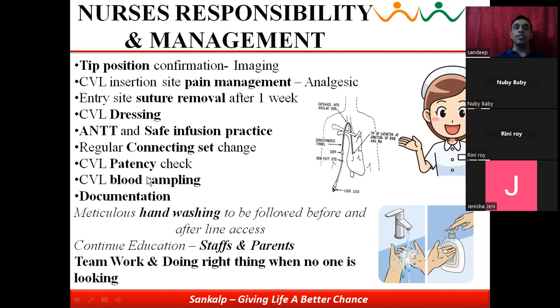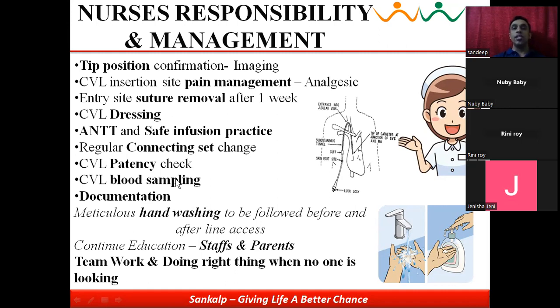And CVL patency, closely monitoring the infusion pump, syringe pump. So that's the heparinizing of the lines. All these things are very important. And CVL blood sampling. We have to do the blood sampling in a sterile way, with ANTT techniques. The last part is documentation. For all the management, each management, the documentation is very important.